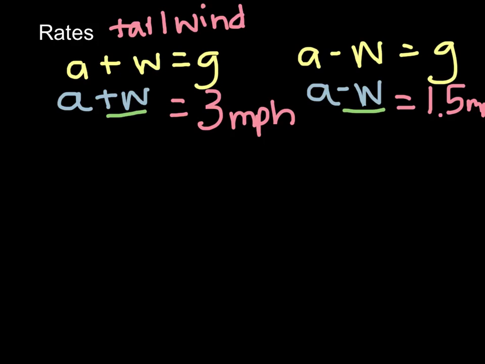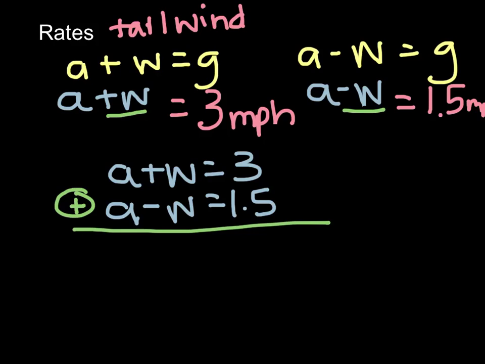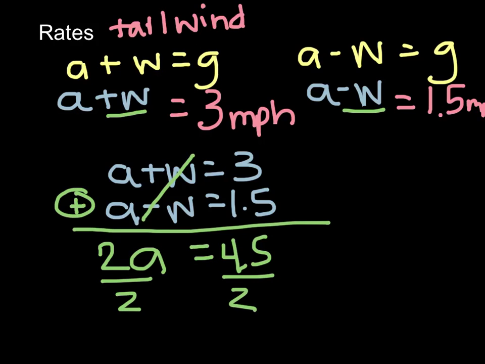So I am going to write these vertically. So I have a plus w equals 3. I said that wrong. A plus w equals 3. A minus w equals 1.5. And all you have to do is add these two equations together, and you're going to eliminate your wind speed. You're going to find your airspeed. So these would cancel. So you get a plus a is 2a is equal to 4.5. Well, isolate your variable, divide by 2. So your airspeed is 2.25.